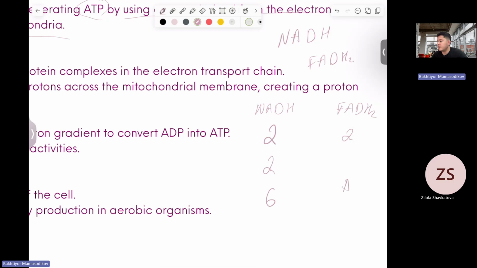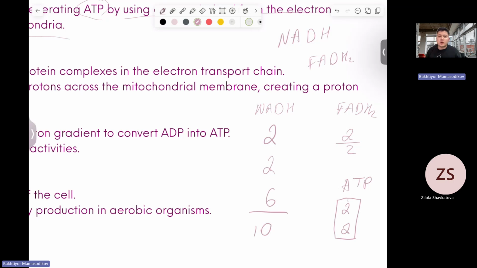What about ATP? How many ATPs did we make? Let's count. ATP we made in the glycolysis: 2 net ATPs. In the PDC, we haven't, but in the Krebs cycle, we also made 2 ATPs, right? So totally we produced 4 ATPs, and totally we produced 10 NADH and 2 FADH₂. This is the total result so far.